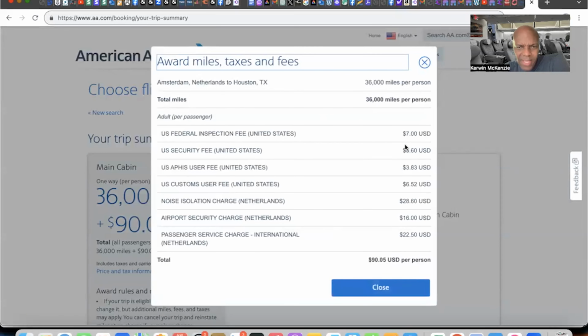$7 US fee, $5, $3, another $6. Noise isolation charge, seriously, $28.60 for that. Airport security, $16. Passenger service charge, $22.50. But there's no carrier imposed fee.